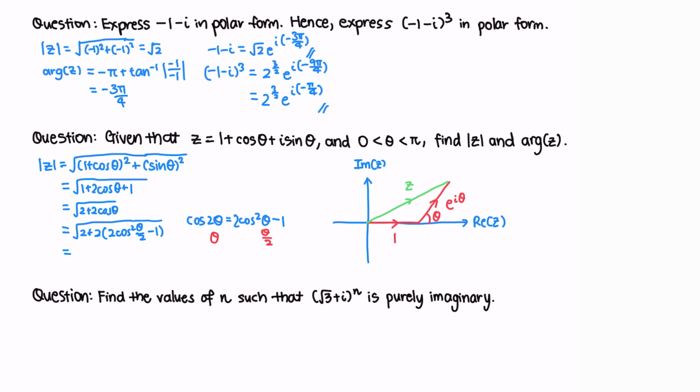If we simplify this, this becomes square root of 4 cosine square theta over 2. After we take the square root, this becomes 2 cosine theta over 2. The next thing I want to find is the argument.